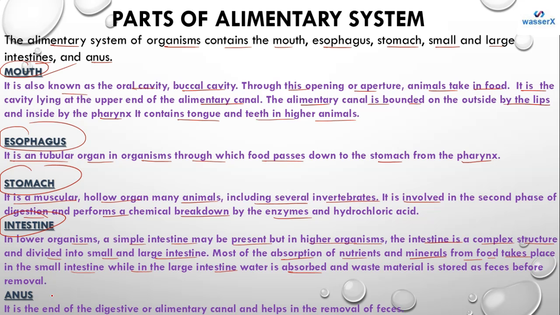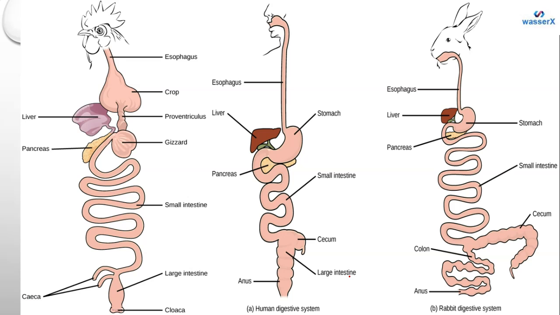Here we have the last one, the anus. It is the end of the digestive alimentary canal and helps in the removal of the feces. Here you can see a comparative labeling of three different creatures, including the human being. As you can see, the first one, A1, is the human digestive system. You can see the small intestine, the large intestine, the stomach, and the other organs.